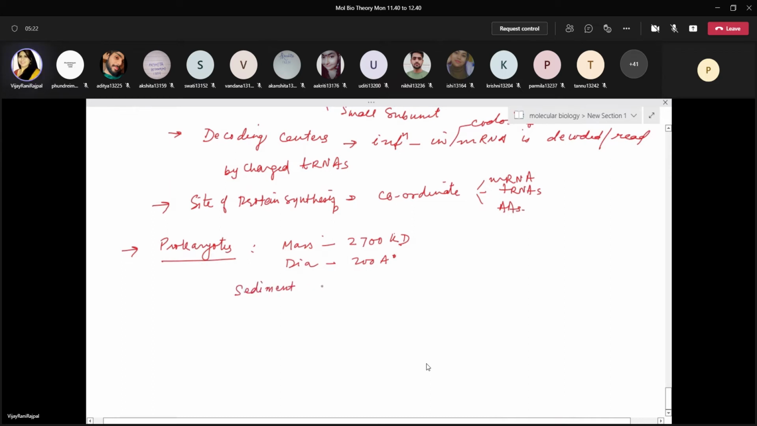Sedimentation coefficient of 70S. Now, what is this sedimentation coefficient? Sedimentation coefficient is defined by cesium chloride density gradient centrifugation. It is a kind of centrifugation where in the centrifugation tube, you take cesium chloride, and then at the top of it you add the molecules to be separated.